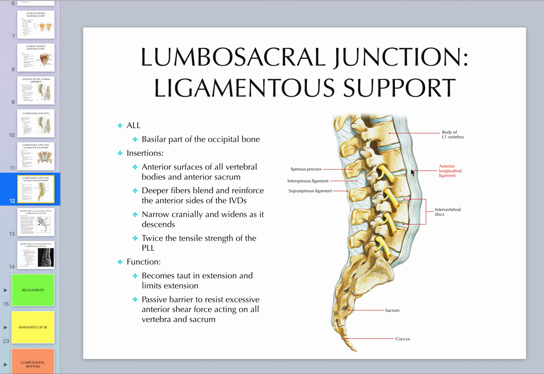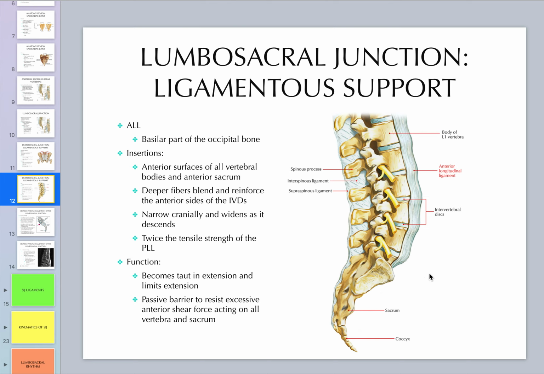The fibers of the anterior longitudinal ligament also blend into the anterior portions of the disc, so it creates reinforcement of the disc upon the vertebrae. It has twice the tensile strength of the PLL, which is pretty thin in the lumbar spine, as we mentioned. So once again, the function is to restrain extension in the lumbar spine and to resist excessive lumbar lordosis. It also acts as a passive barrier to resist excessive anterior shear force acting upon all the vertebrae and the sacrum.